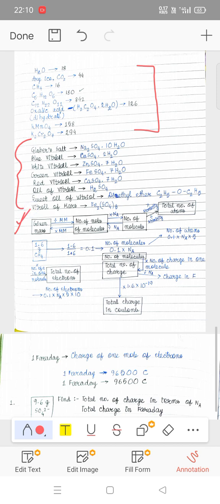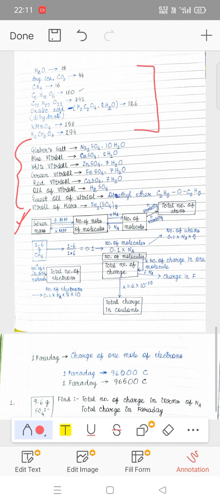Now if in a question the mass has been given and we are required to find the number of moles of molecules, we will simply divide the given mass by molecular mass. And if the reverse happens, and we are required to find the given mass, we will multiply molecular mass into number of moles of molecules. Next, if the question gives the number of moles of molecules and we are required to find the number of molecules, how will we find it?